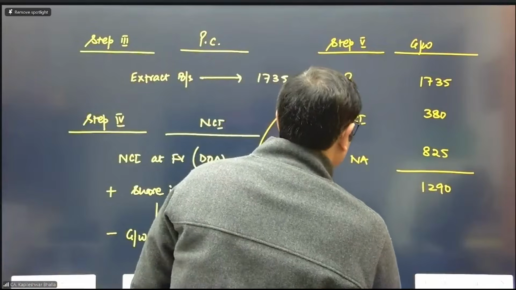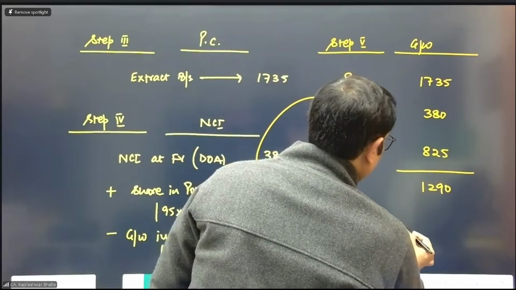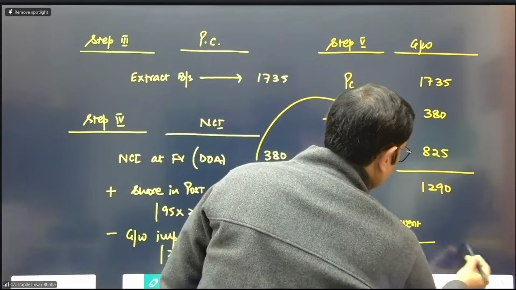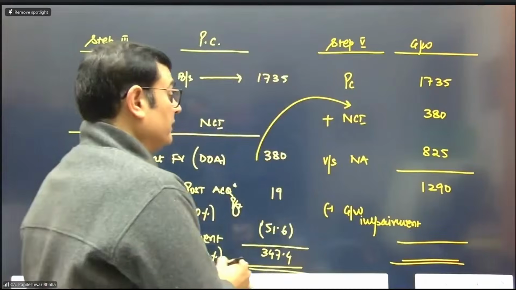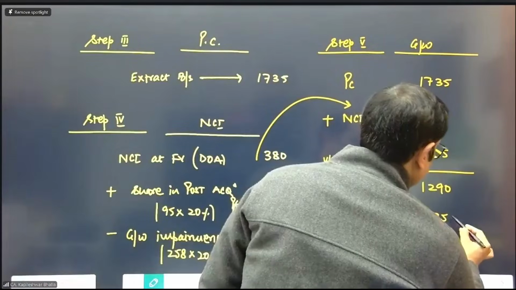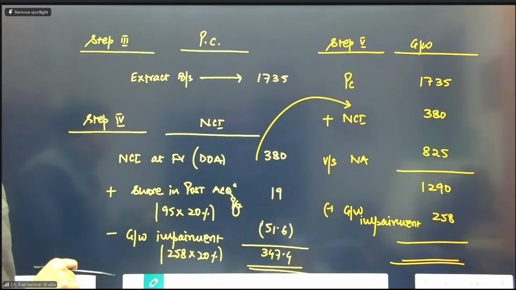And how much is the amount of impairment we will reduce? Full amount or 80%? Full. That's right. So we'll reduce the full amount of impairment, that is 258. Because this is calculating the revised value of goodwill, so we'll take care of the full value.